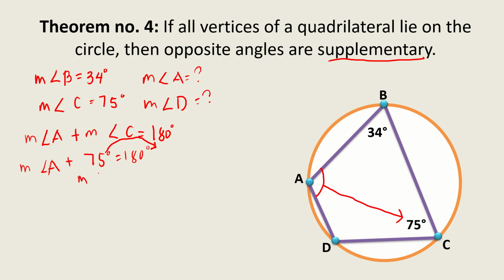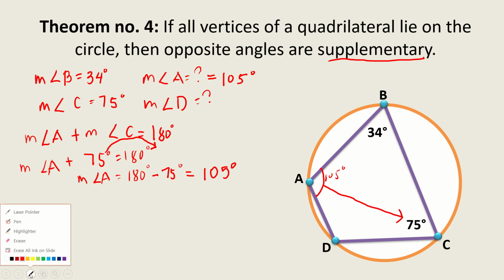So, we have the measure of angle A is equal to 180 degrees minus 75 degrees. And 180 degrees minus 75 degrees will give you 105 degrees. So therefore, the measure of angle A is 105 degrees. So ito ay 105 degrees. Next, let's have the measure of angle D.